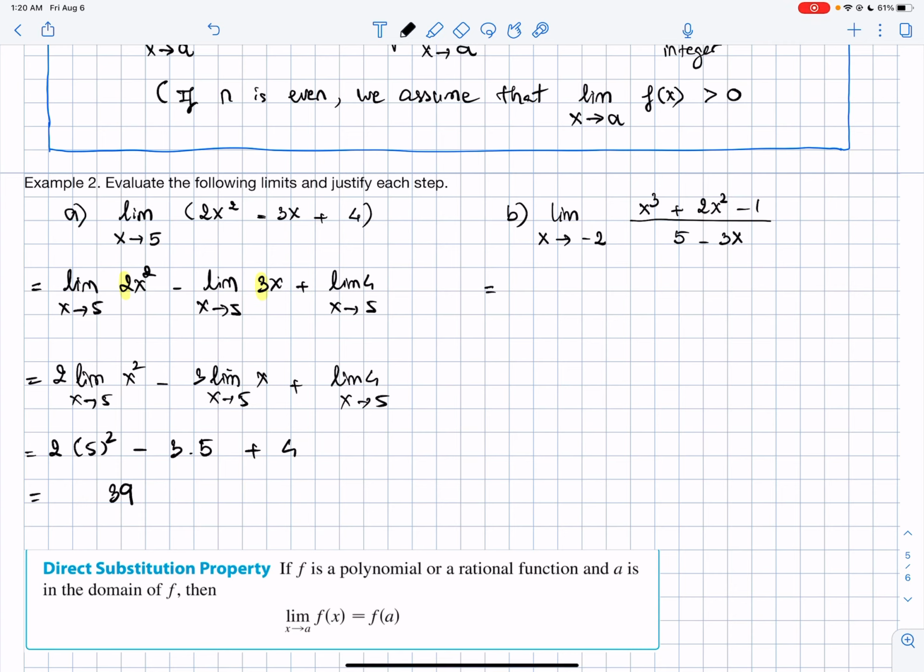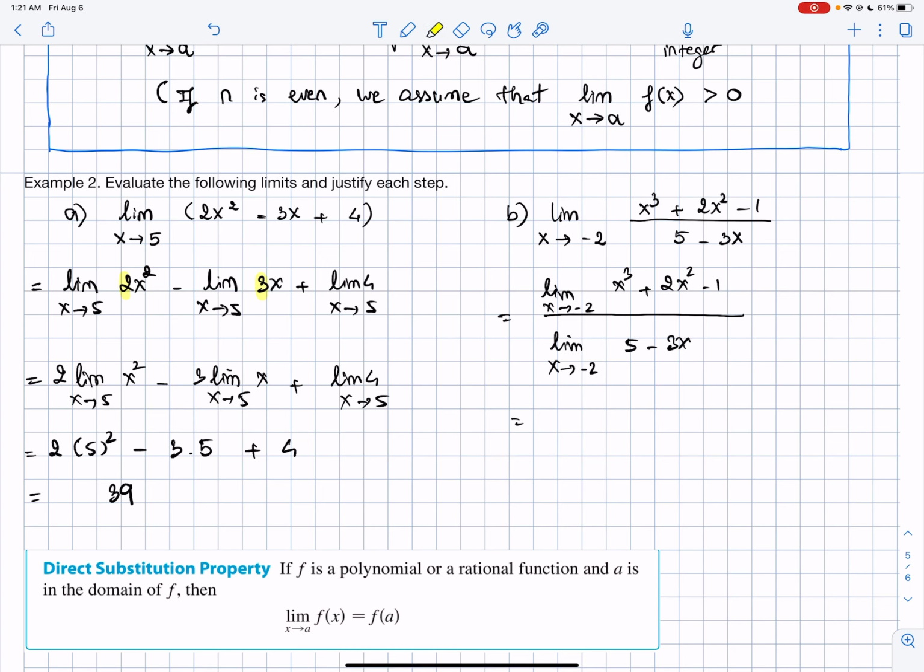Similarly, we have the quotient, so we will use law number 5 to separate. So we have the limit when x approaches to negative 2 of x cubed plus 2x squared minus 1 divided by limit x approaches to negative 2 of 5 minus 3x.